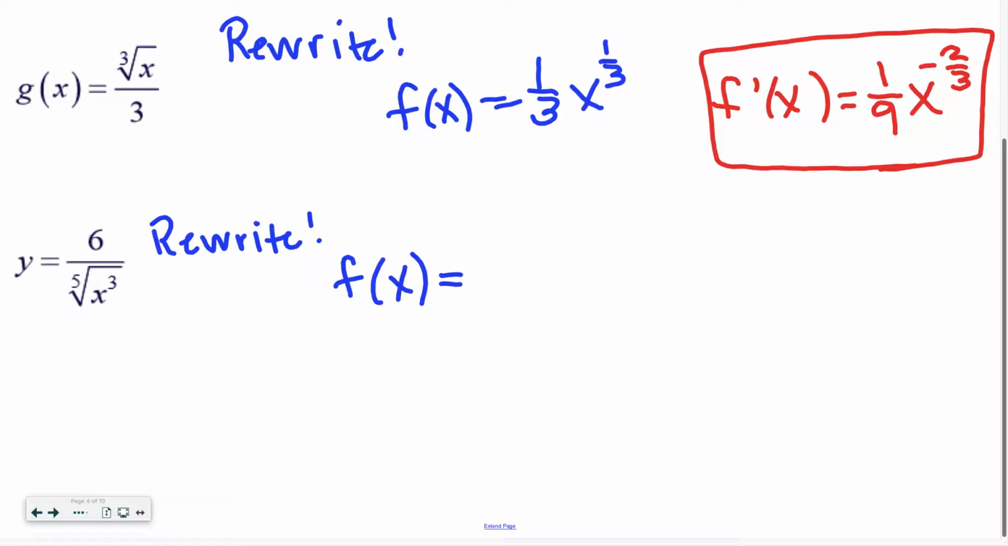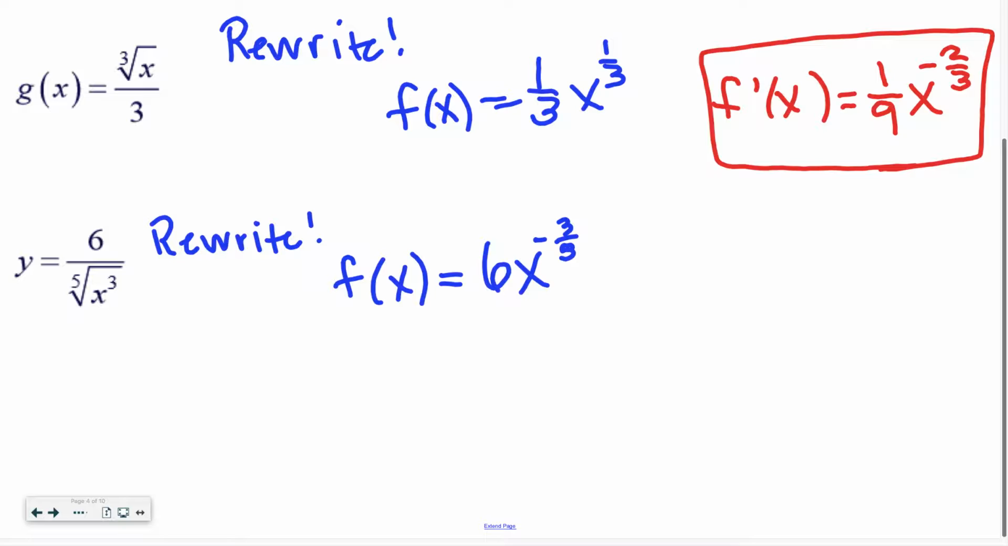6 times x to the, is it negative 3/5, she asks. Okay, we have 3/5 in the denominator, and so when we move it up, it does turn negative. That's correct. Please do not leave your x to the power in the denominator. That's not how the power rule is written. It's not going to work. We have to move it up to where we have an x to the power. So this is technically x to the 3/5. We move it upstairs, it becomes negative.